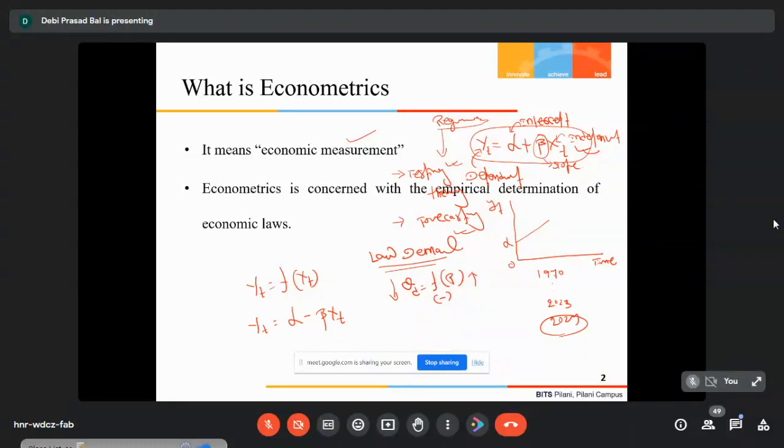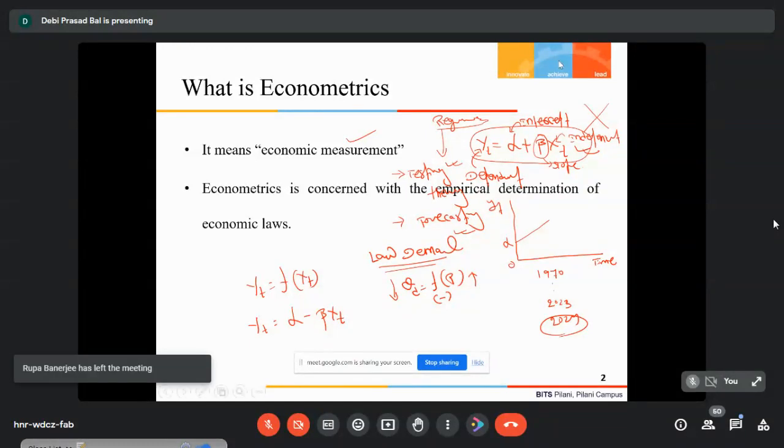Still, I can tell that over the time we are going to study, I'll prove that this equation is wrong. That's the reason I am telling you, be with me and be attentive, so that we learn lots and lots of things which will be helpful for your future. So econometrics, as you understood, is concerned with the empirical determination of economic laws. Without laws, the use of econometrics is nothing. Without theory, econometrics is nothing. So theory is very important.